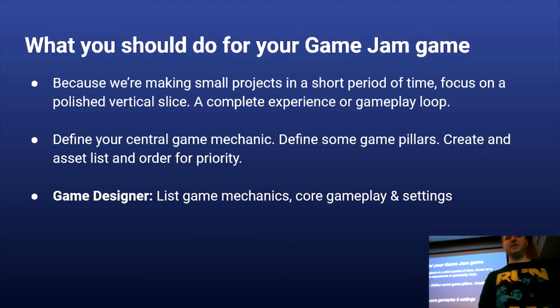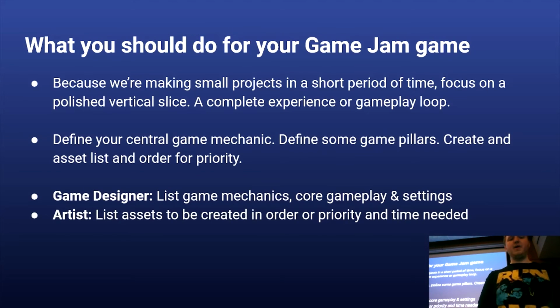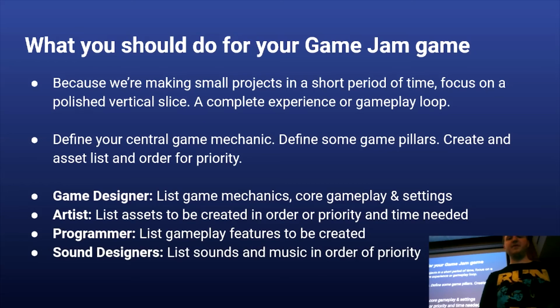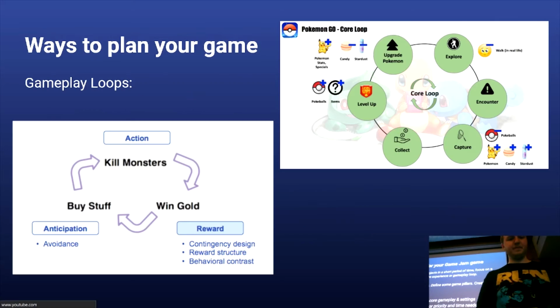So a couple roles in what they want to do relating to this. If you're planning on being a game designer, make sure you try to list out the game mechanics, what the core gameplay will be, and any settings you might want to have in the game. Artists, try to think of assets that need to be created in order for the game to be made, and what priority and time frame those assets are going to need. Programmer, try to list gameplay features that you think you can create, how you're going to do them, talk it over with your team, same thing with the art: what's priority, what can you get done, when can you do it. Sound designers, similar, list sounds and music in order of priority, when, and what can you do.